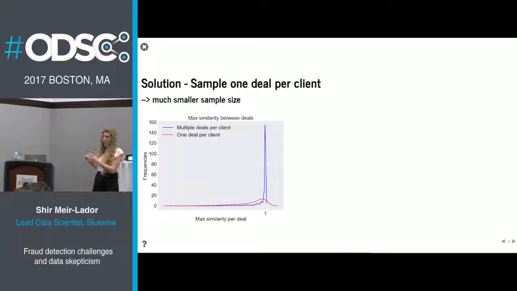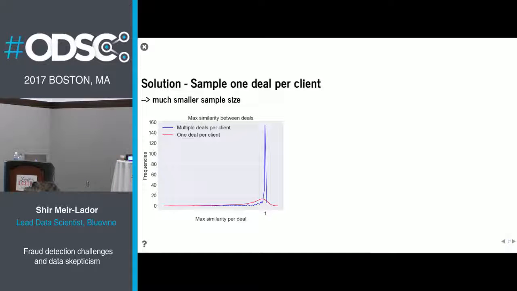If I look at the previous plot we saw of maximum similarity between deals, and now I make the same histogram on my new data set of one deal per client, I get this red line. This red line means that deals are not similar to one another in my new data set. The data set is decorrelated. But I get a much smaller sample size, because I had many deals per client and now I sample just one deal per client. So I lose a lot of information.